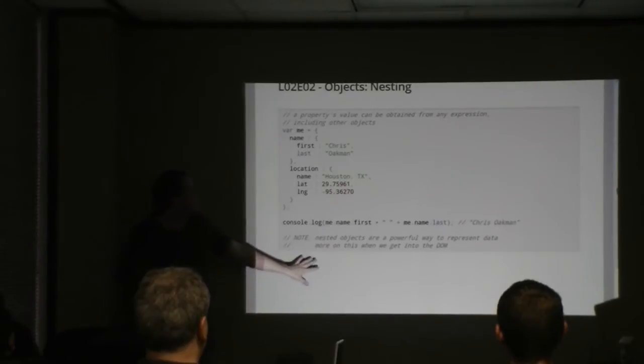Nested objects are a powerful way to represent data, and especially when we get to arrays, we'll see you can build really powerful data structures with pure JavaScript.